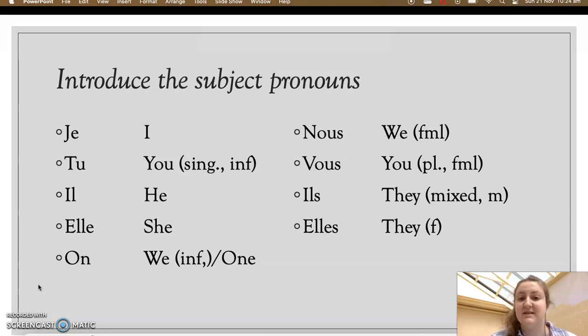Ils, which means they, and we use ils when we're talking about a mixed group of people or a group that's entirely made up of men. And finally, elles, which also means they, but we only use elles when it's a group of women only.